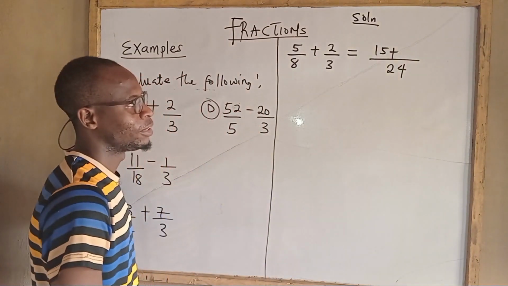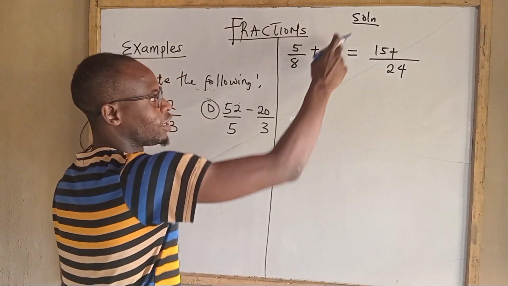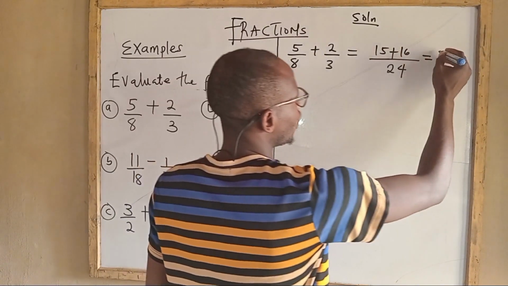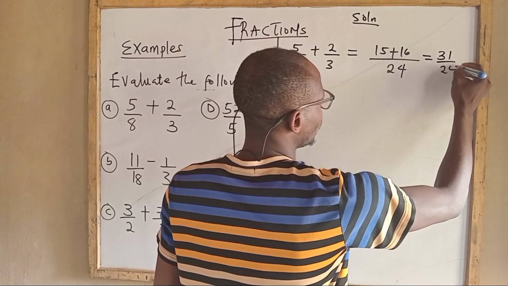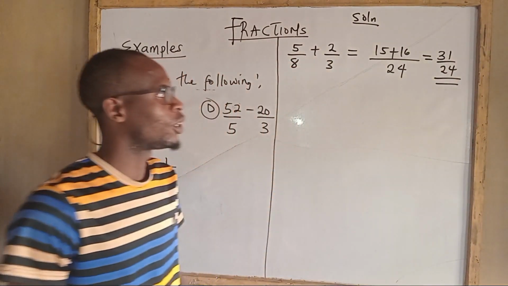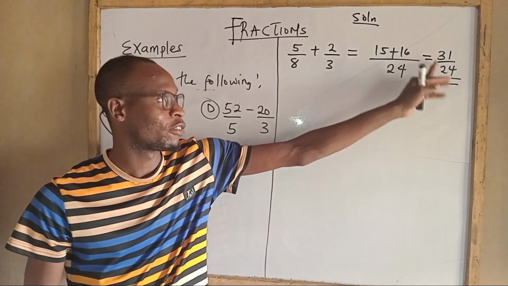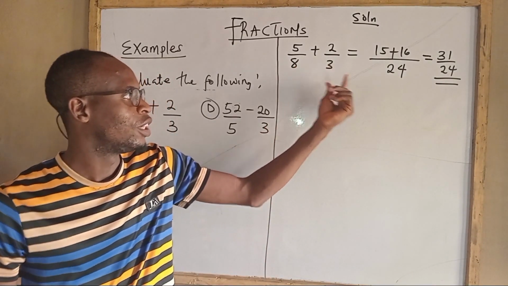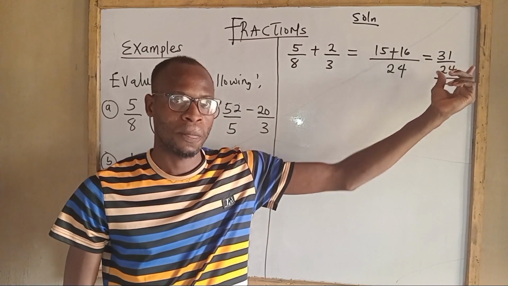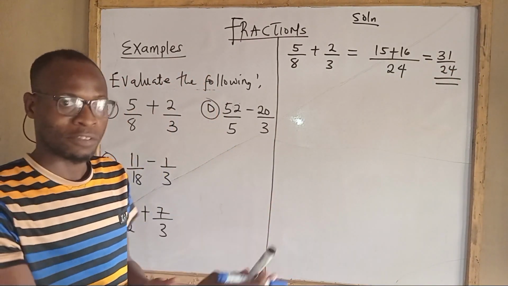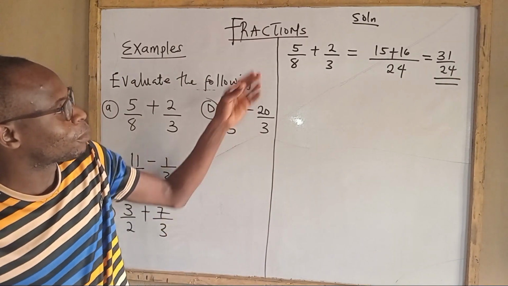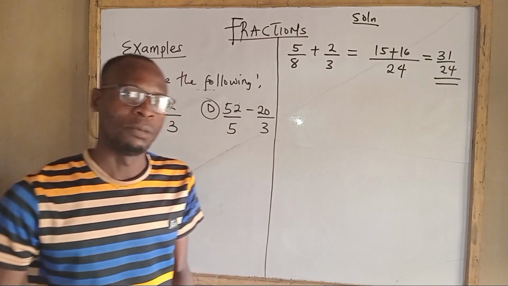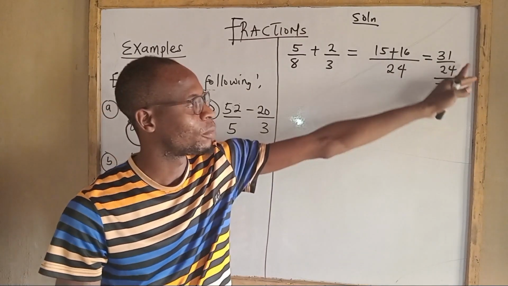Plus, similarly, 24 divided by 3 gives you 8. Then 8 times 2 gives you 16. So when you add 15 plus 16 together, that should give you 31/24. So you can see what we result back to: an improper fraction. So we add a proper fraction plus another proper fraction and result back to an improper fraction. Okay, you can also get a proper fraction. So like I told you before, adding a proper fraction plus another proper fraction will result in a proper fraction or an improper fraction. In this case we have an improper fraction.